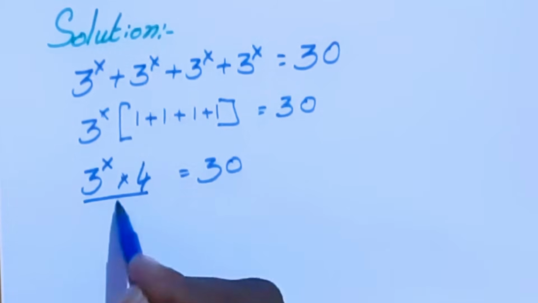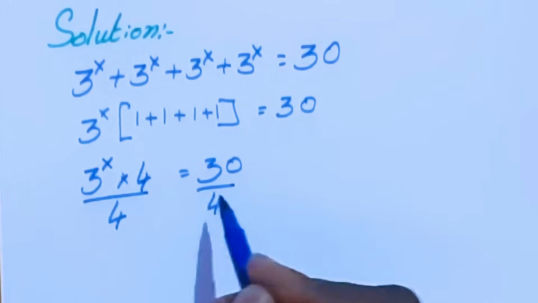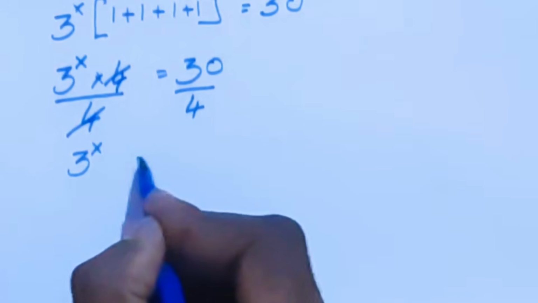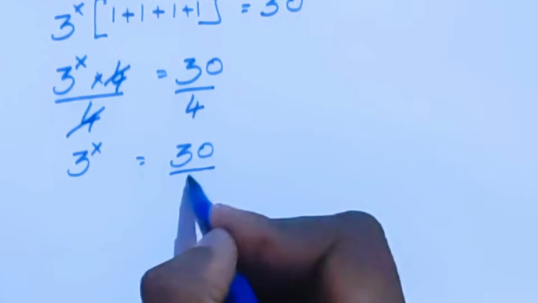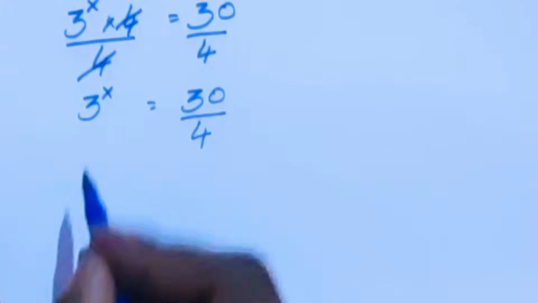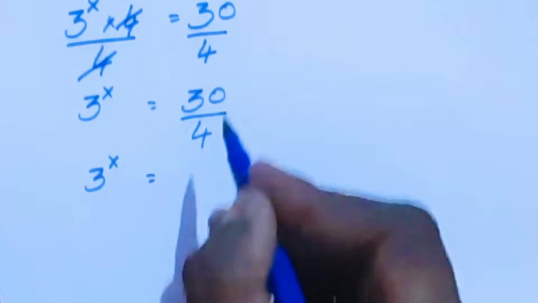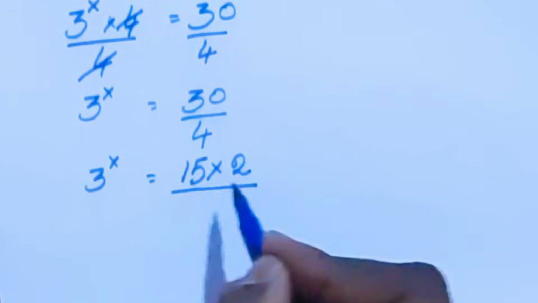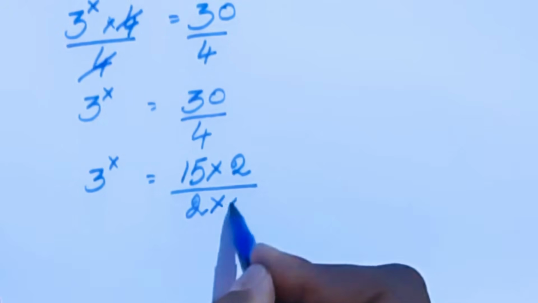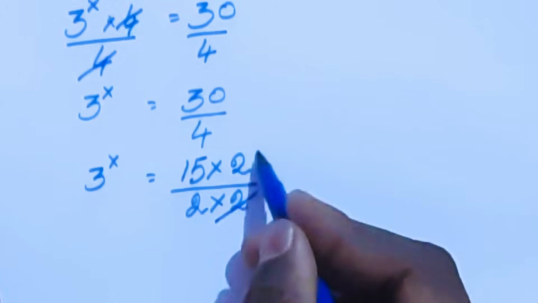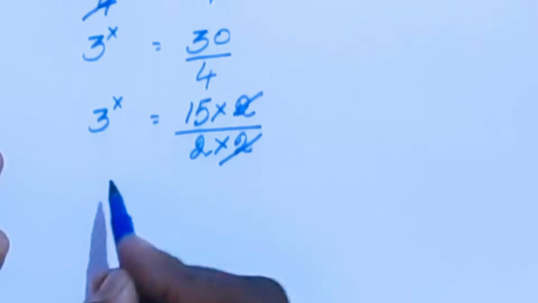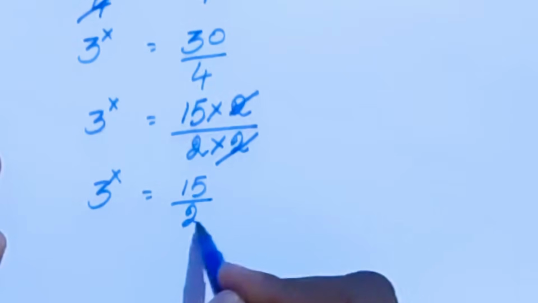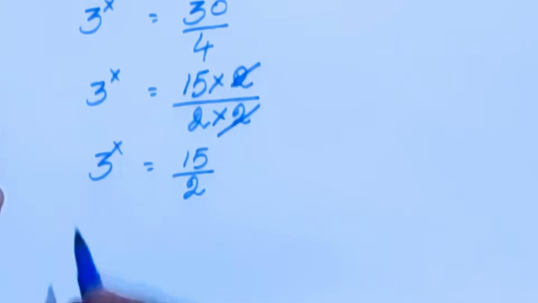Now divide by 4 on both sides. Here 4. Now this 4 cancels this. So we have 3 power x equal to 30 by 4. Now 3 power x equal to, this 30 can be written as 15 times 2 by this 4 can be written as 2 times 2. Now this 2 cancels this. So we have 3 power x equal to 15 by 2. Now take a log on both sides.